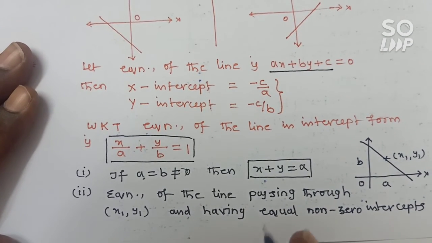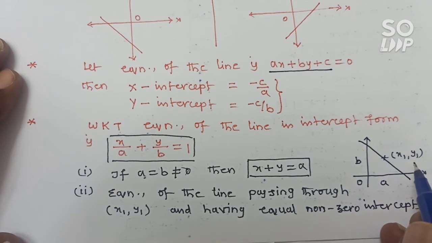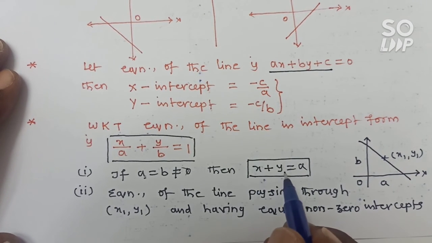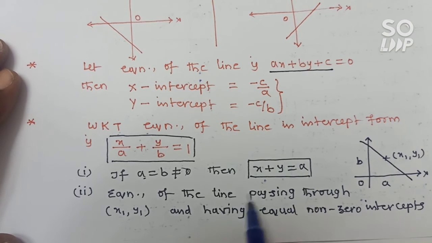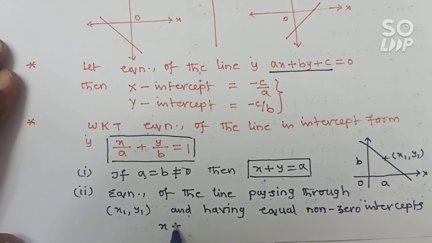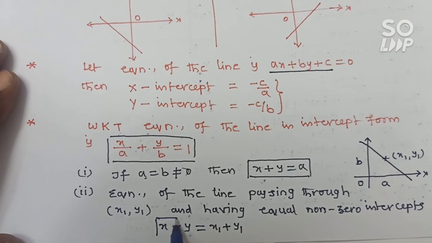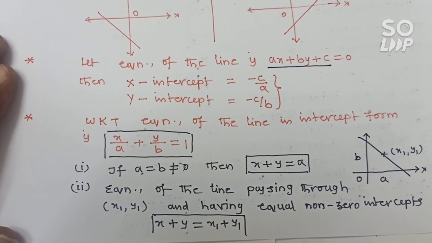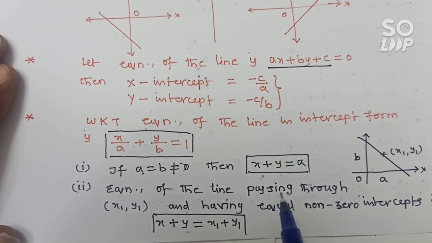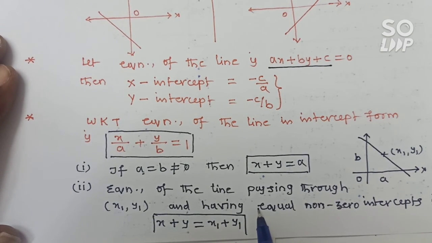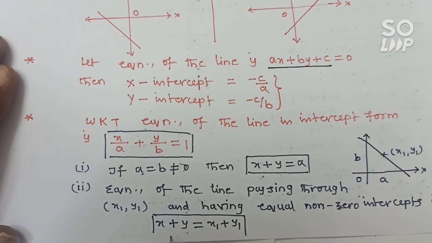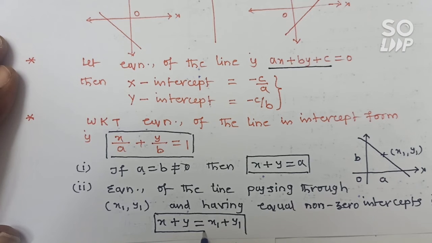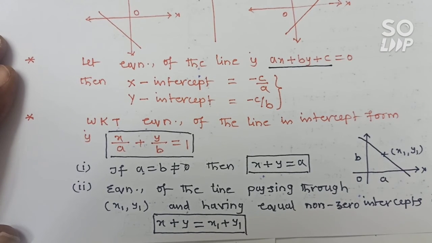Now if this line passes through the point x1 comma y1, the value of a will be equal to x1 plus y1. Replace that value in this equation, and the equation will be x plus y is equal to x1 plus y1. This is a very simple formula to remember. When you want to find the equation of the line passing through the point x1, y1 and having equal non-zero intercepts, immediately recall that the formula is x plus y is equal to x1 plus y1.